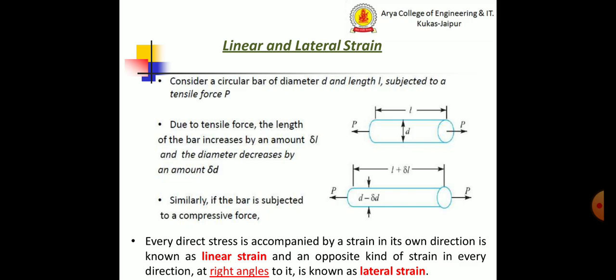Linear and lateral strain. Consider a circular bar of diameter D and length L subjected to a tensile force P. Due to the tensile force, the length of the bar increases by an amount del L and the diameter decreases by an amount del D. Similarly, if the bar is subjected to a compressive force, every direct stress is accompanied by a strain in its own direction, known as linear strain, and an opposite kind of strain in every direction at right angles to it, known as lateral strain.